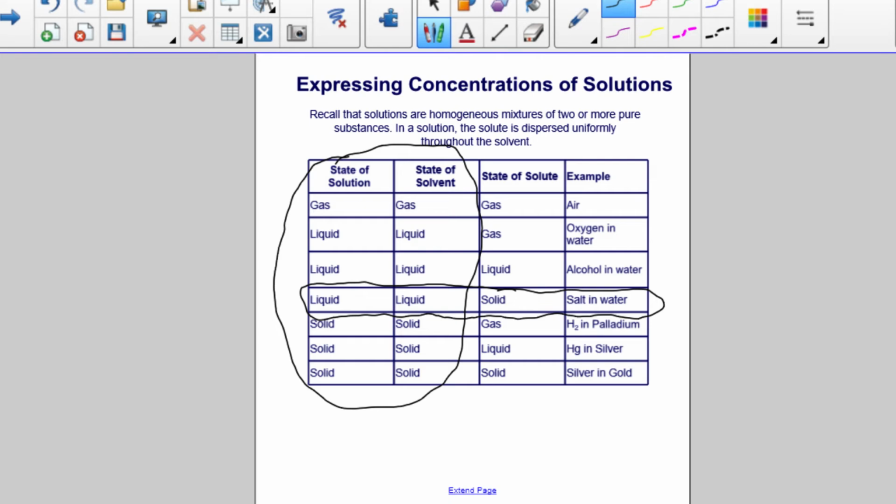So you can dissolve gases in other gases. Air is an example of that. You can dissolve gases in liquids. We've talked a lot about that with carbonated beverages, or you can dissolve oxygen in water. You can also make solutions of two solids when making alloys. So you could dissolve silver in gold, and you get a homogeneous mixture that is overall solid. So as long as the resulting mixture is homogeneous, where the solute is evenly distributed throughout the solvent, then we have a solution that we can then express the concentration of.